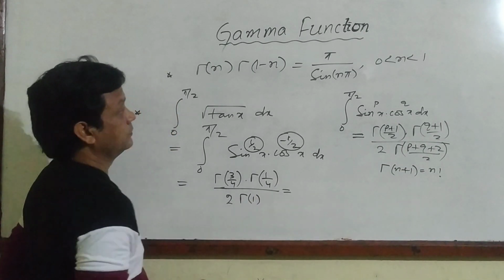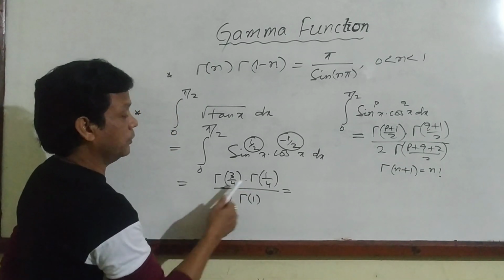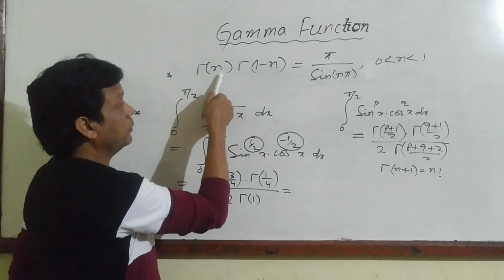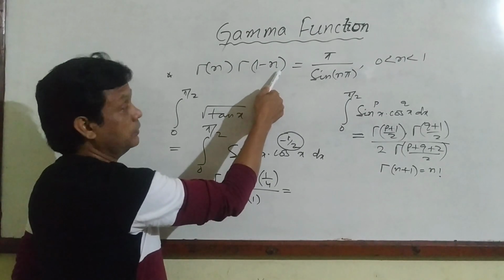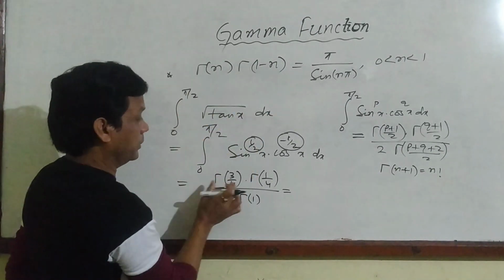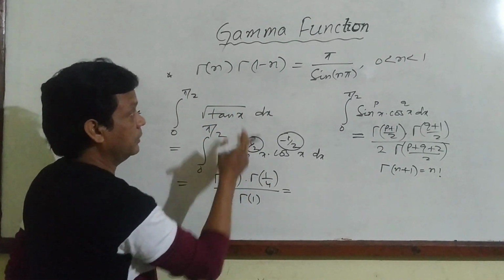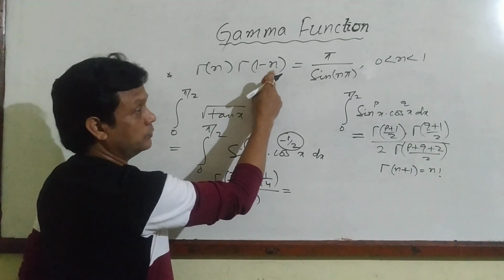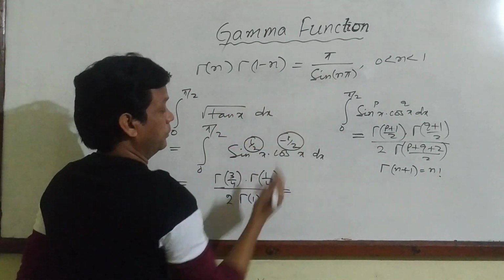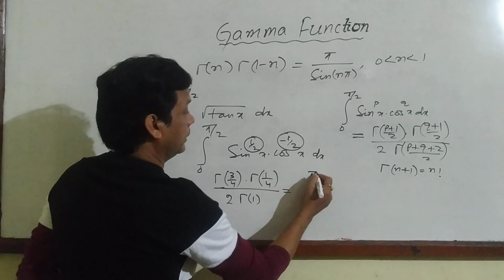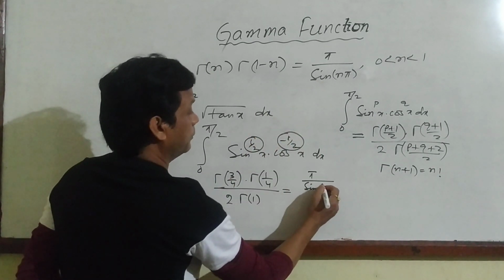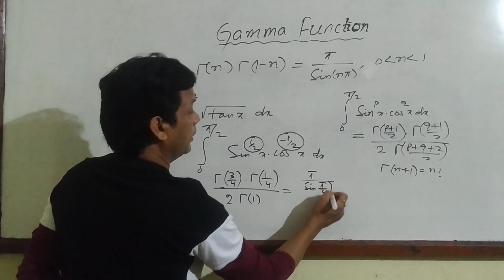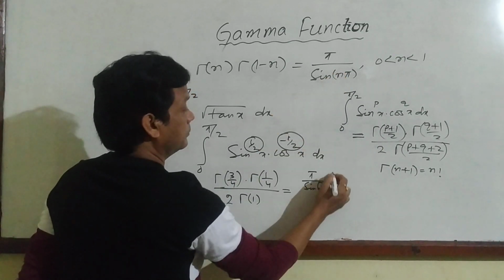And here see, if we put n is equal to 1 by 4, it will be gamma of 1 by 4, and 1 minus 1 by 4 will be 3 by 4. So gamma of 1 by 4 into gamma of 3 by 4. That means I am putting n is equal to 1 by 4. It will be pi divided by sin pi by 4. I am putting n is equal to 1 by 4.